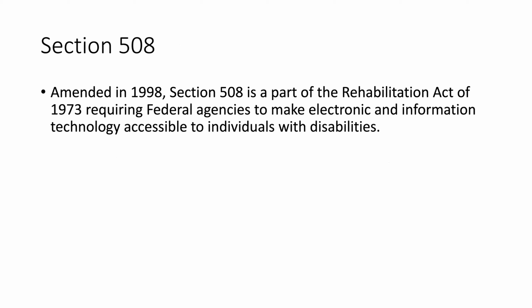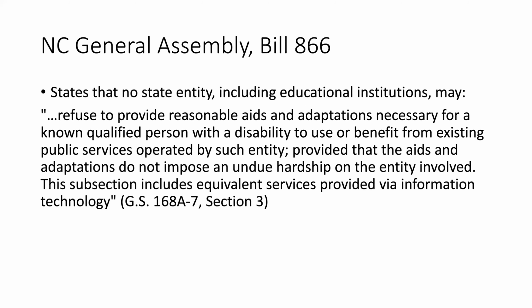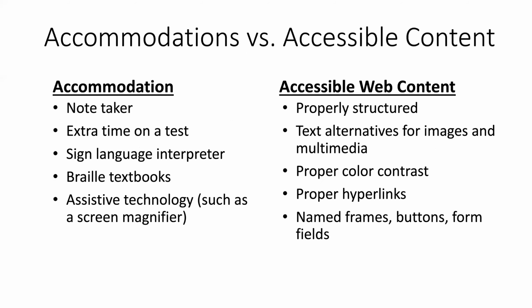So we have Section 508, which is a federal law, which just says you have to create accessible content. And then we have the North Carolina General Assembly Bill 866. Now, if you have insomnia and you can't sleep, Google this and read the whole passage, and it'll put you out very, very quickly. But it's essentially saying the same thing as 508, just a little bit more wordy, I would say. So these are the laws. And again, I'm not going to talk much about those.